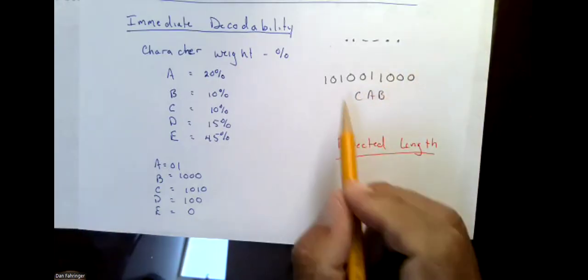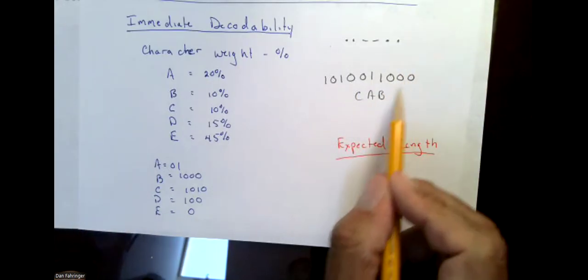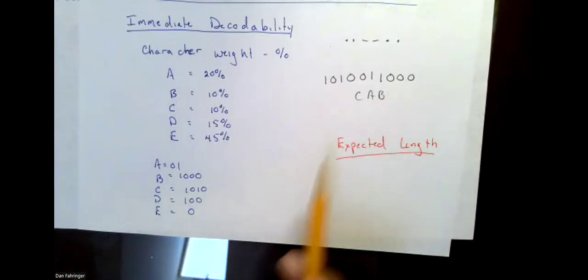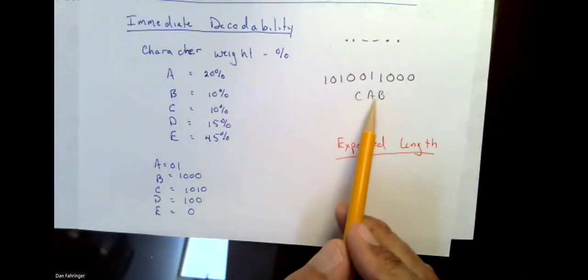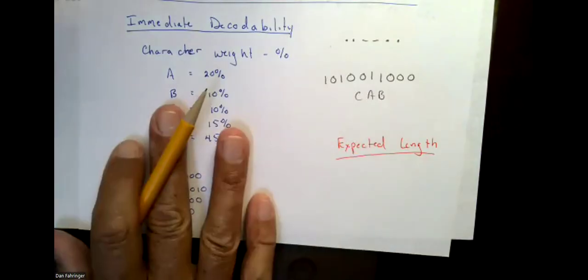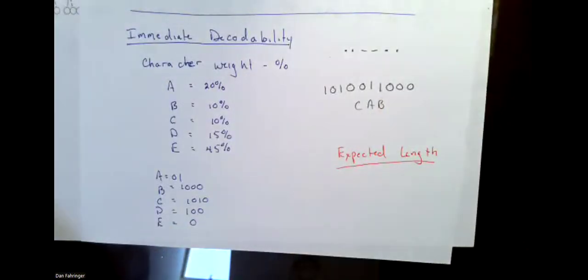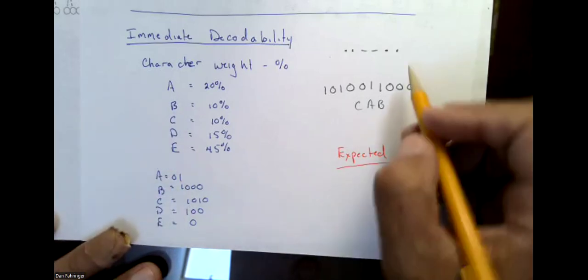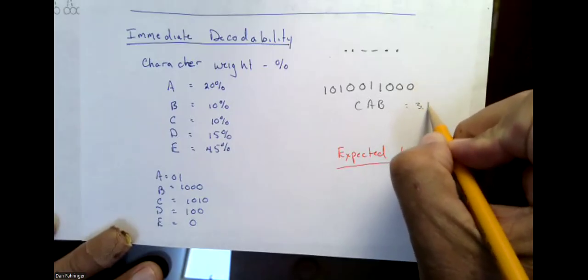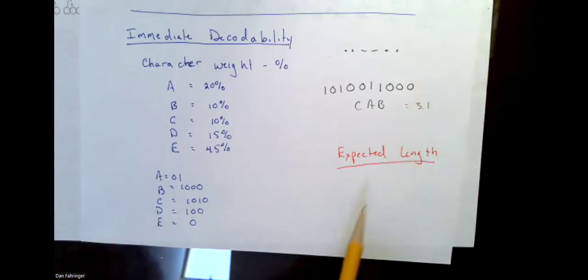Okay. And if I looked at this, 2, 4, 6, 8, 10 divided by 3, okay, that's not too bad. That's a little bit lower than the 3.2 from up above, but we're going to work on getting that to be a little bit lower and lower. So right now, I can come up with something that's going to be called the expected length.